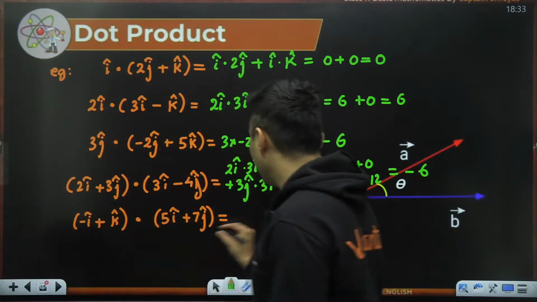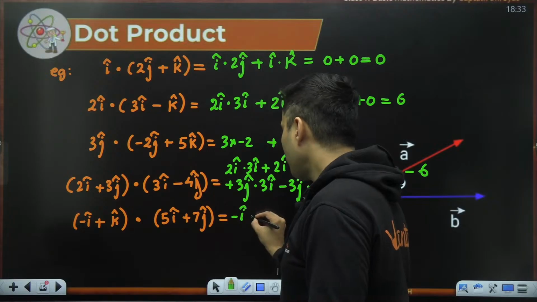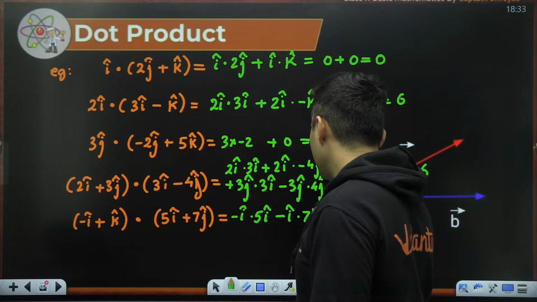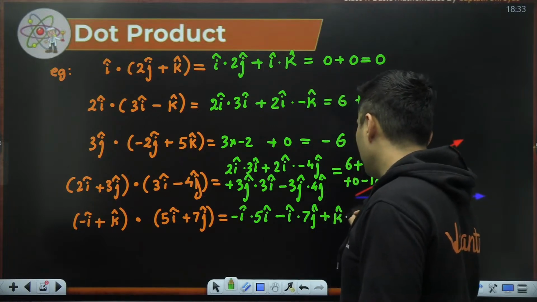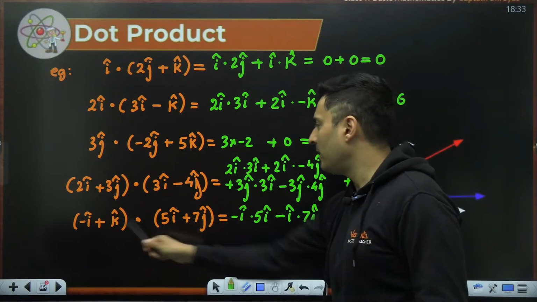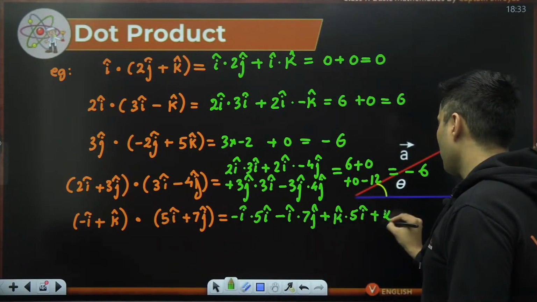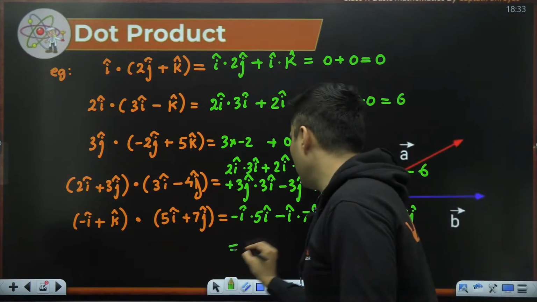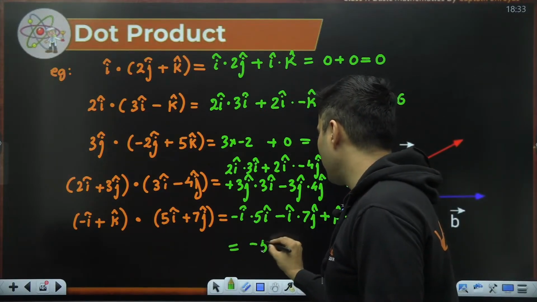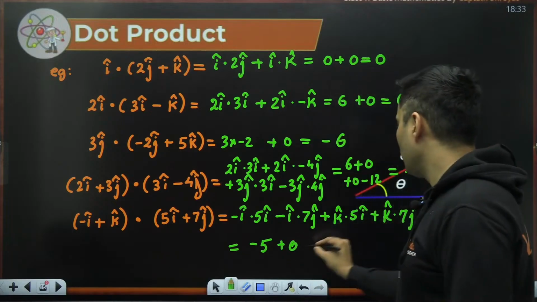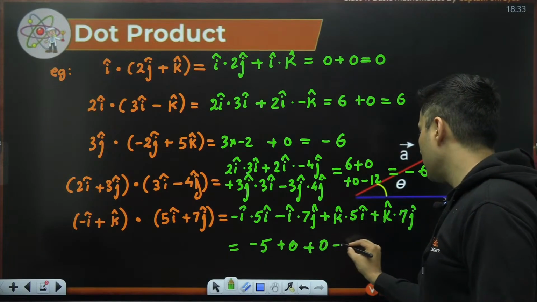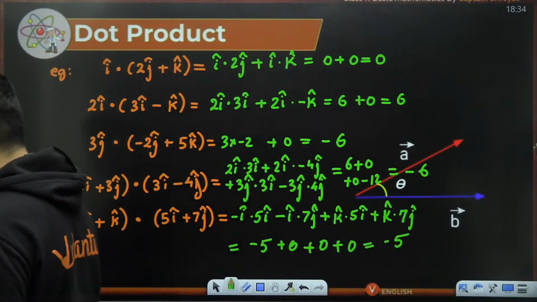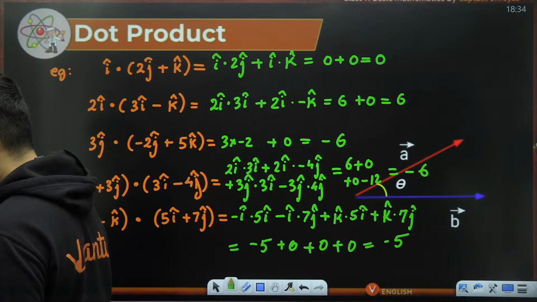What about this? Again, multiply. Open up the brackets. So minus I cap dot 5 I cap minus I cap dot 7 j cap plus k cap dot 5 I cap, k into 5 and k into 7j. So k cap into basically 7 j cap. Okay, so what is it going to be? I into I is 1, so this will be minus 5. I into j is 0. K into I is also 0, and k into j is also 0. So the answer will be minus 5. Just check it out. Yep.